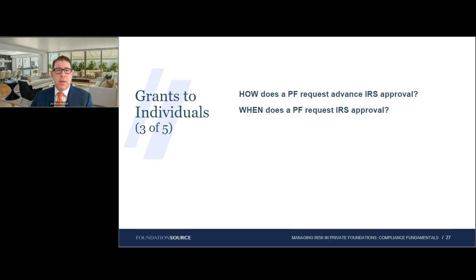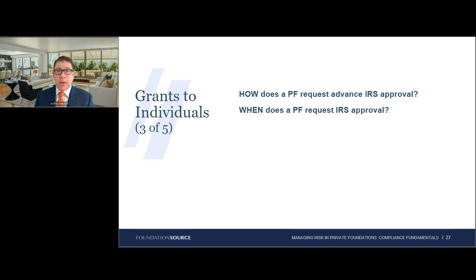So there are two ways for a foundation to request advance IRS approval. If the foundation knows early on that it wants to make grants that require advance approval, and it's settled on all the details of the program, including eligibility and selection criteria, it can request the IRS's advance approval as part of its Form 1023 filing with no additional user fee charged.